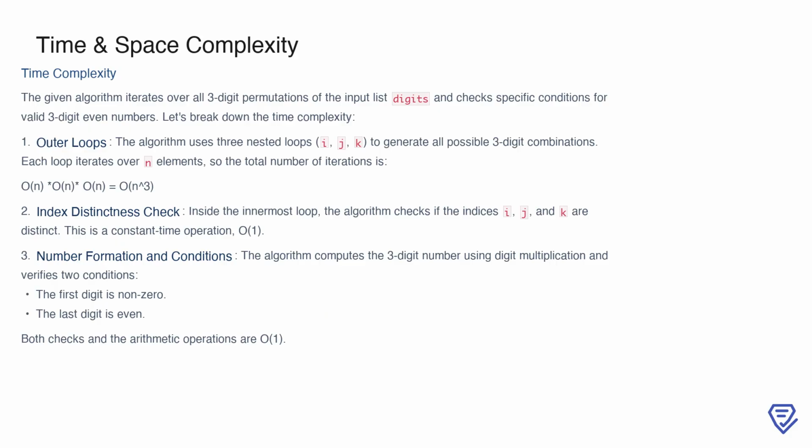Within the innermost loop, the algorithm performs a check to ensure that the indices used to select the digits are distinct. This operation is a simple comparison and takes constant time, or O(1). Additionally, the algorithm forms a 3-digit number and verifies that the first digit is non-zero and the last digit is even. These arithmetic and logical checks are also O(1) operations. Together, these steps mean that the dominant factor for time complexity comes from the cubic scaling of the nested loops.